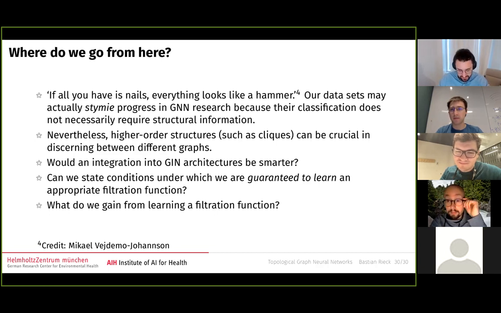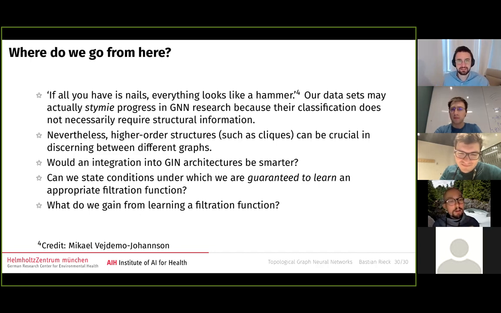So you showed that the persistent homology approach can be more powerful than the 1WL, right? Do you know any results or do you have any insights about the 2WL? Do there exist graphs that the 2WL cannot distinguish, but your approach can distinguish?